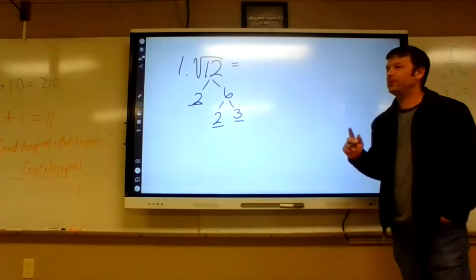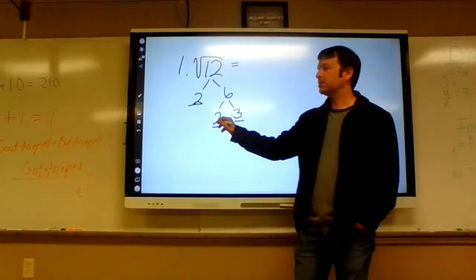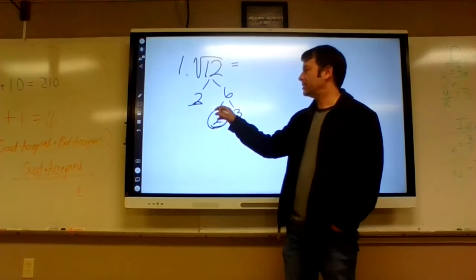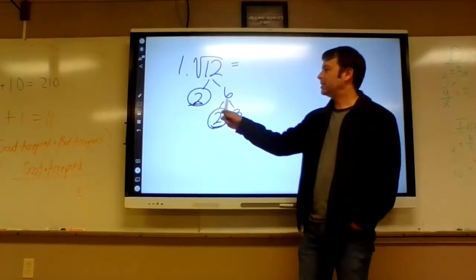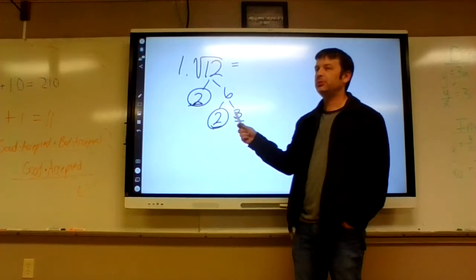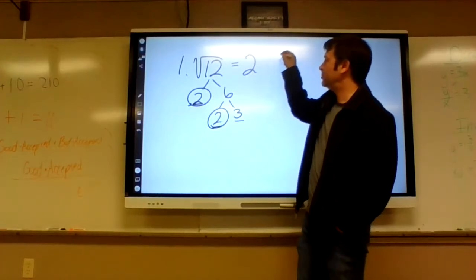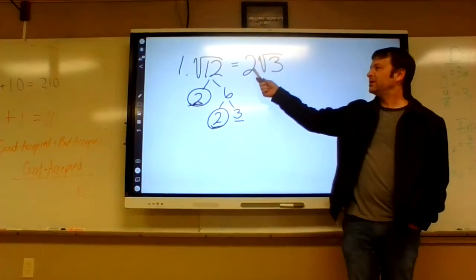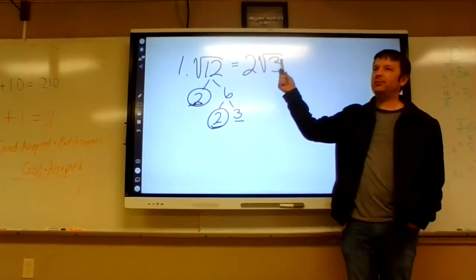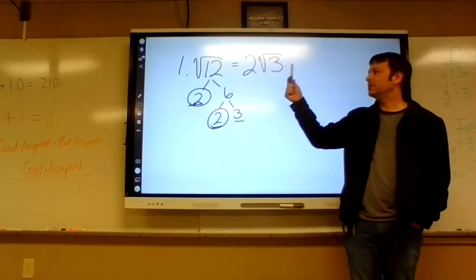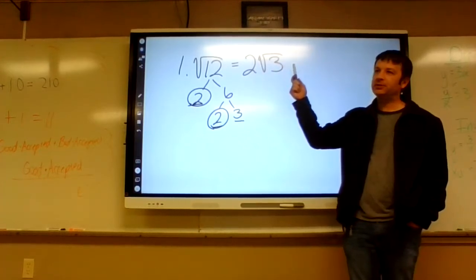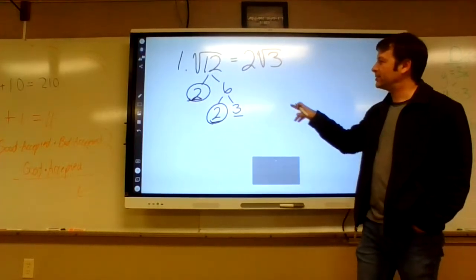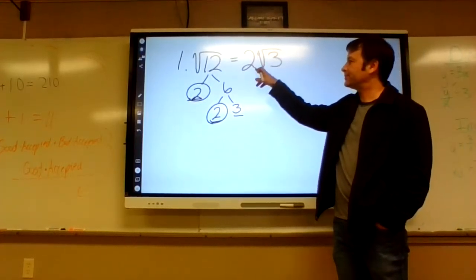All right, you guys remember how I did it? Do you also have to show work on the odds? I'm not going to worry about the odds. Okay, it's 2 square root of 3. You guys know what that means? It means 2 times square root of 3, or 2 square root of 3s. Because remember, when you put a number right next to a letter, it means times. This means times also.